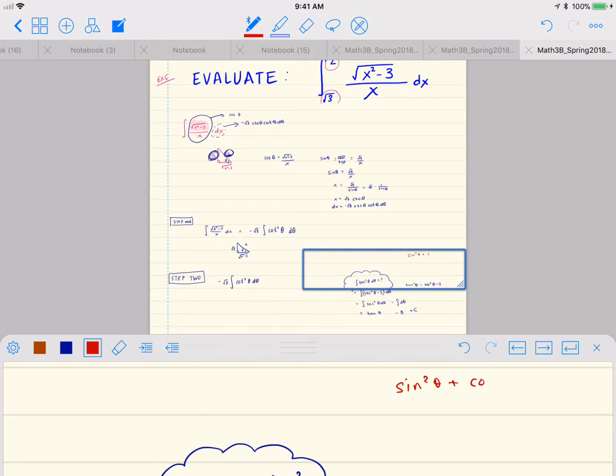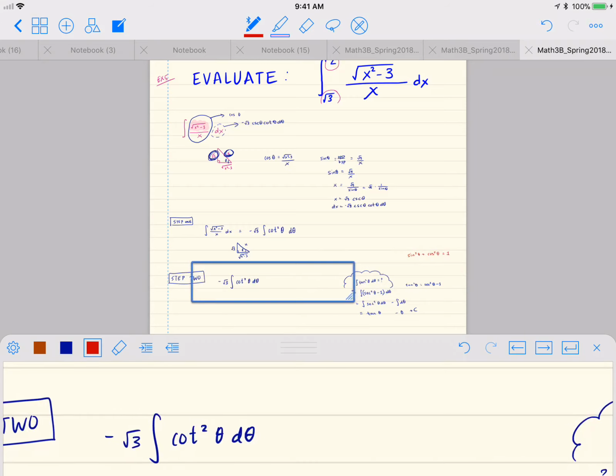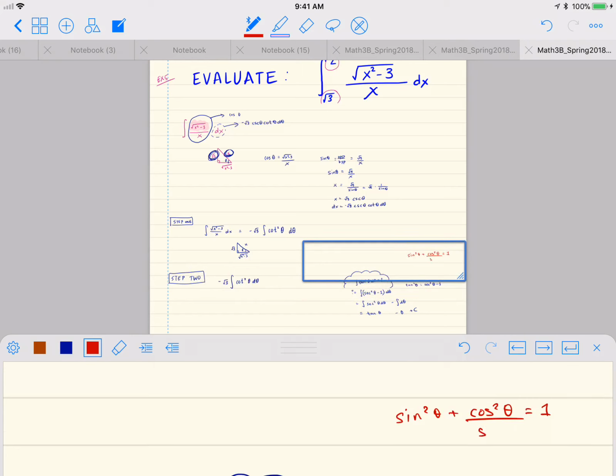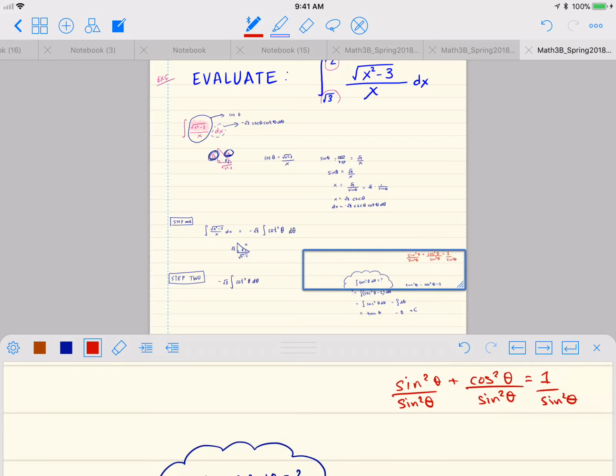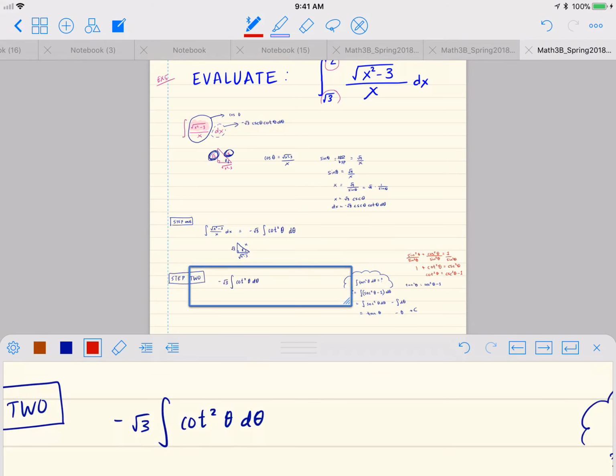Sine squared theta plus cosine squared theta equals 1. Now I need a relationship involving cotangent squared theta. So I need to divide this by sine squared theta. I can't just divide cosine squared theta by sine squared theta. I need to divide every single part of this equation by sine squared theta, right? The left-hand side and the right-hand side. So this is going to leave me with 1 plus cotangent squared theta equals cosecant squared theta. What is the relationship? Cotangent squared theta is cosecant squared theta minus 1. So let's rewrite that over here.